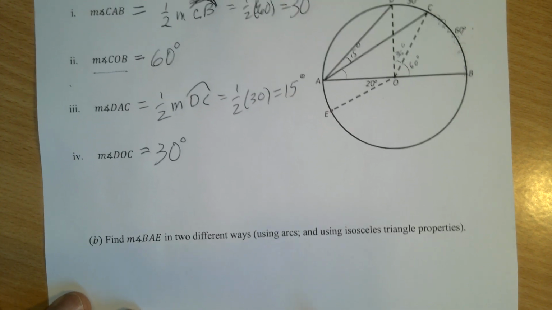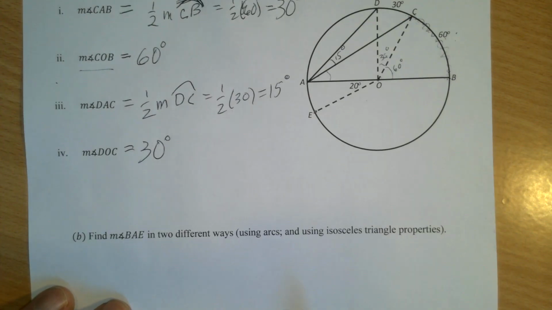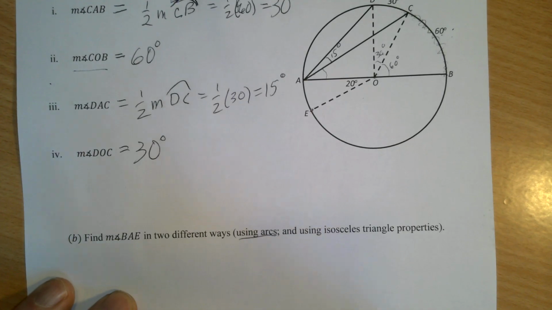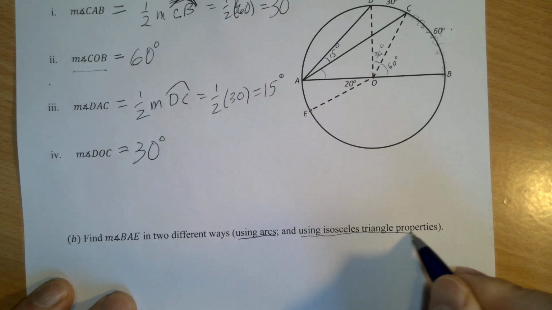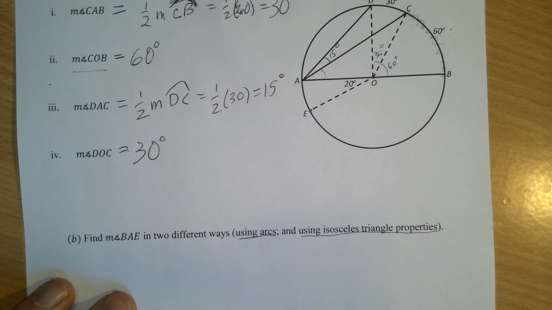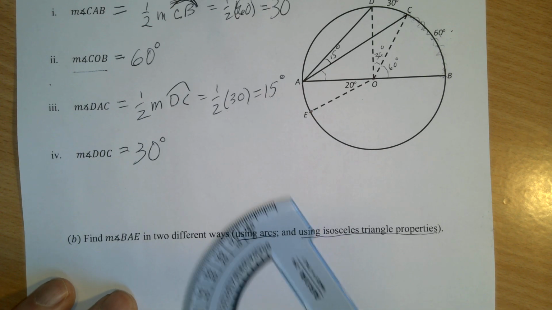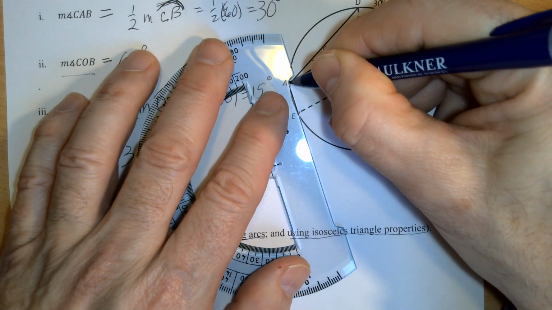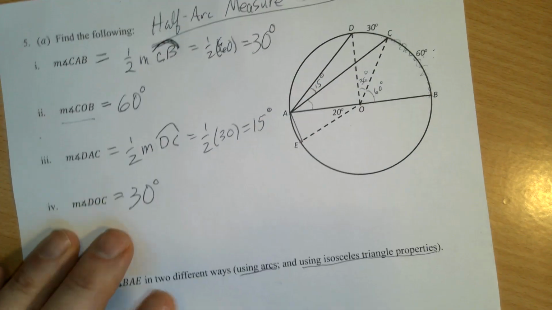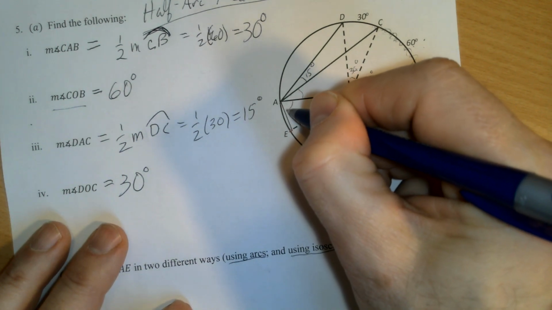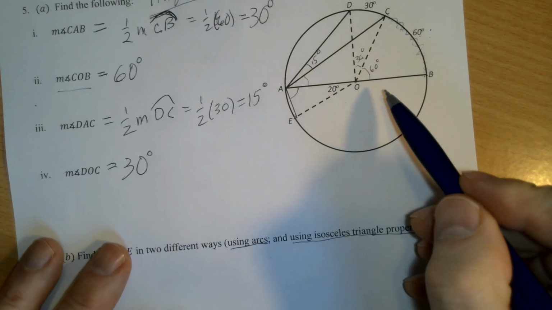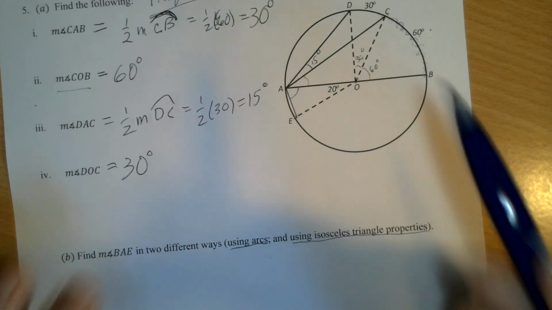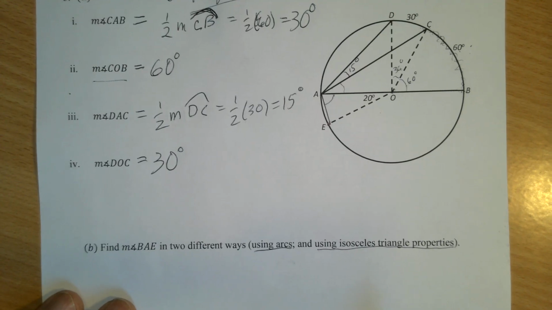Now we've got one more part to this. Find the measure of angle BAE in two different ways. One using arcs, one using properties of isosceles triangles. So let me complete that angle. I didn't draw it here. BAE, A is the vertex. So here's the angle we're looking for. Notice that is not a central angle, but it is an inscribed angle, BAE. They're all points that fall on the circle.